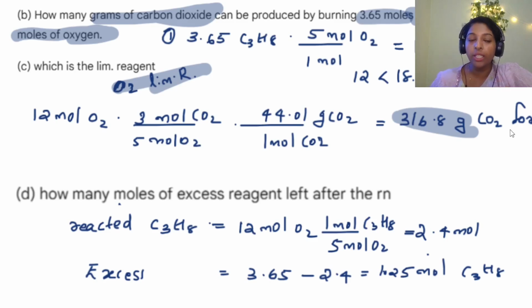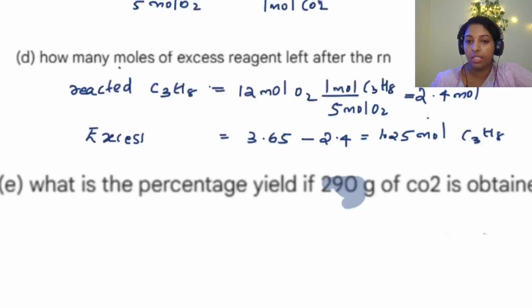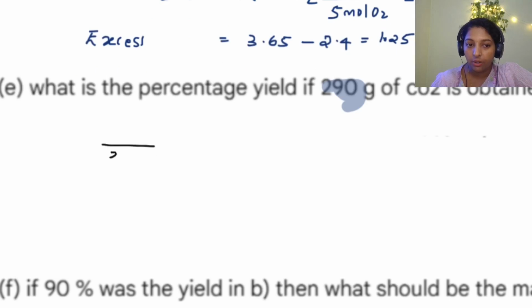But when you are doing it in the lab, you may not get the exact amount. Due to various lab conditions, you didn't get the 100% yield. You may get something lower than the theoretical amount. So here the question says we are expecting the theoretical 316.8, but what we got is only 290. So what is the percentage yield?